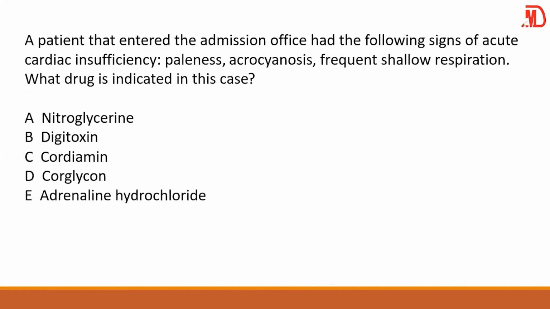Okay. So they say a patient has entered the admission office and had the following signs of acute cardiac insufficiency. Guys, look at this. I love this question. Do you remember what we talked about? Acute cardiac insufficiency and chronic cardiac insufficiency? Of course. We said for acute, what do we give? And for chronic, what do we give?